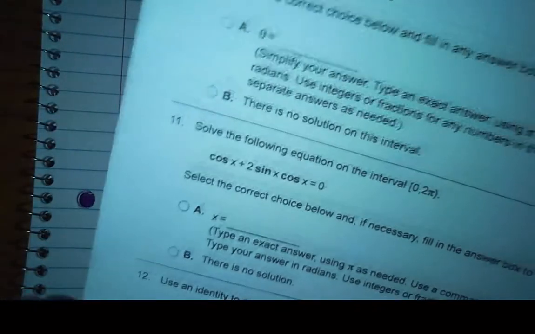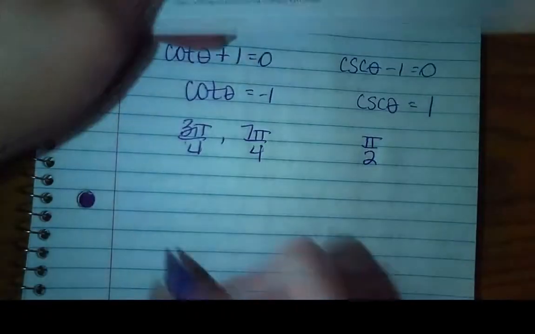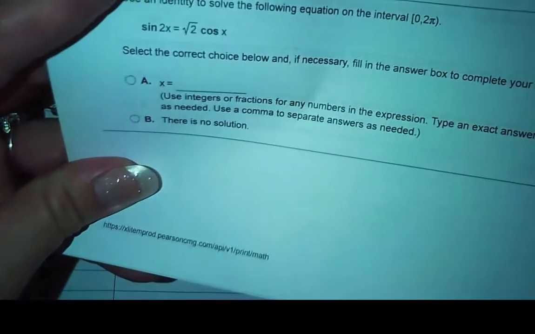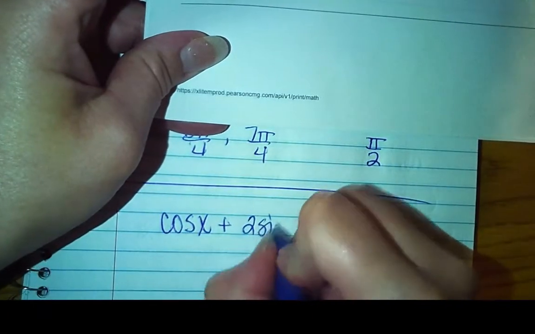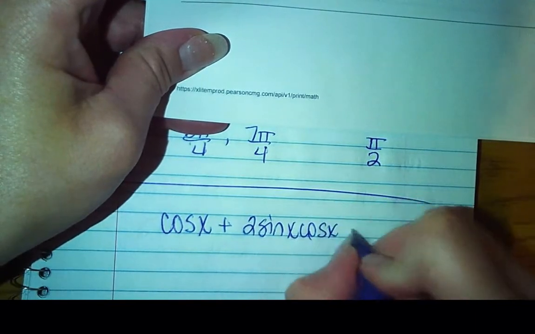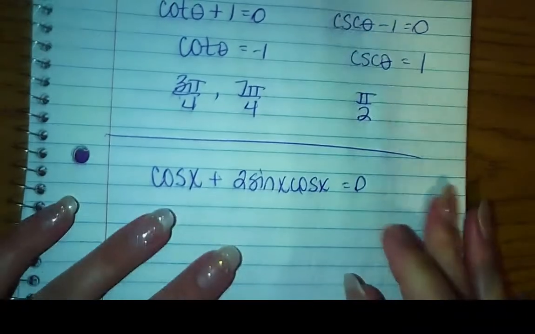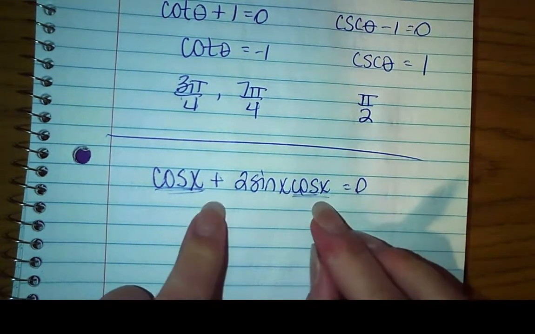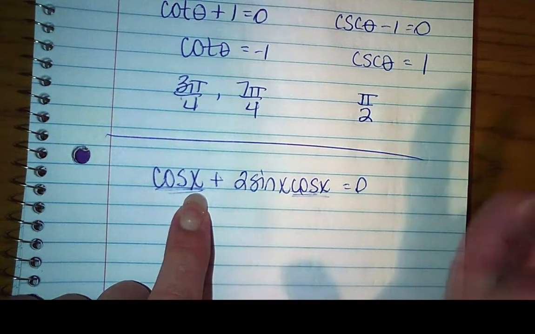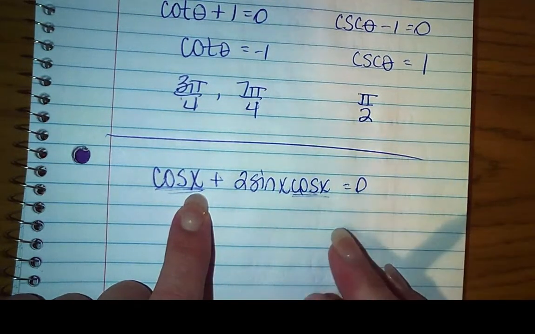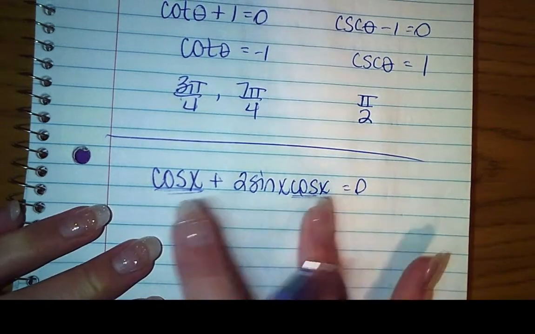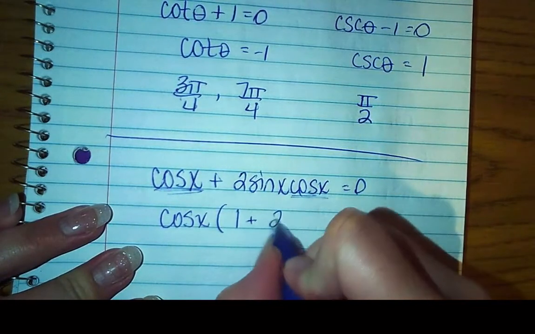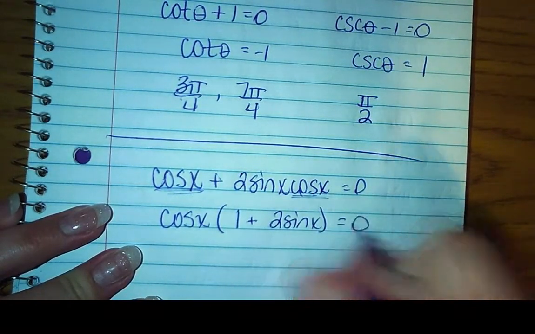All right, so I've got cosine x plus 2 sine x cosine x, and that needs to equal 0. What I notice first off is that both of these have a cosine involved. I also notice that the argument matches, so I'm going to try and avoid trig identities as much as possible. I'm just going to factor out a cosine. So cosine x times (1 plus 2 sine x) equals 0.